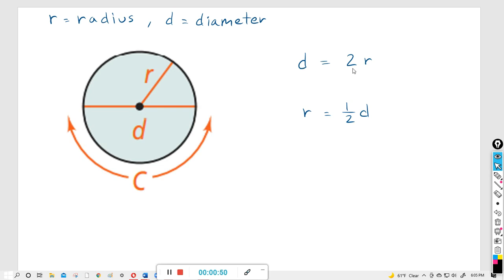Diameter equals 2 times radius. And of course, if you reverse that, the radius is just going to be half of the diameter. So you just need these 2 simple formulas for the con assignment.